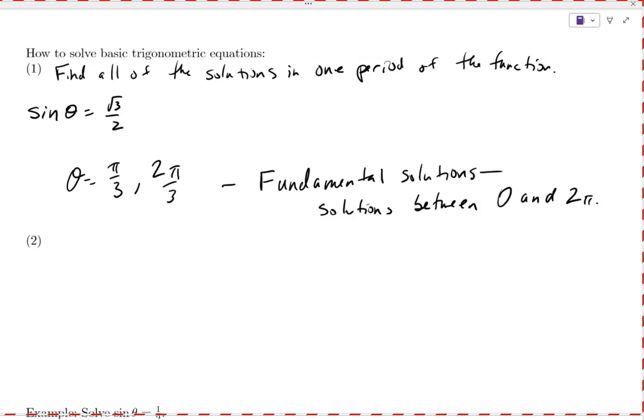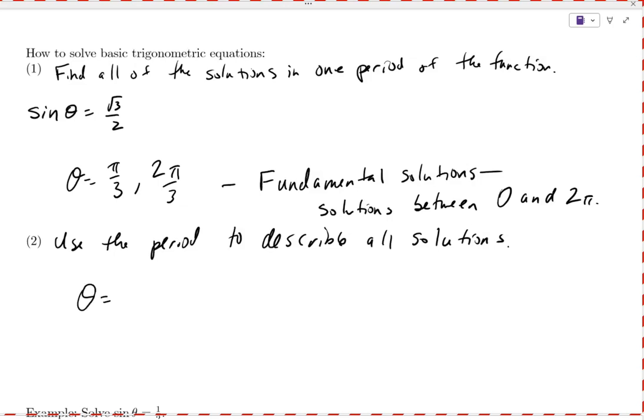So that's the second part, is using the repeating part, the periodic nature of our trig functions. We use the period to describe all solutions. Okay, so here's what I mean by that. And I'll write it on 2 separate lines. I know that pi over 3 is one solution. Pi over 3 is over here in quadrant 1, right?